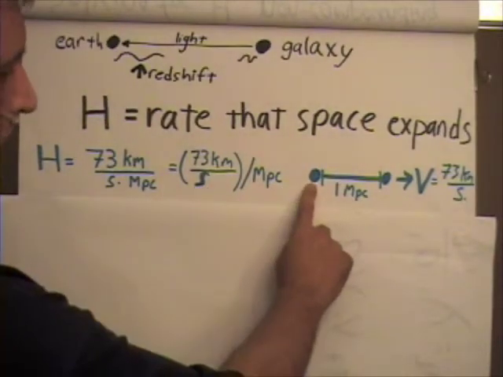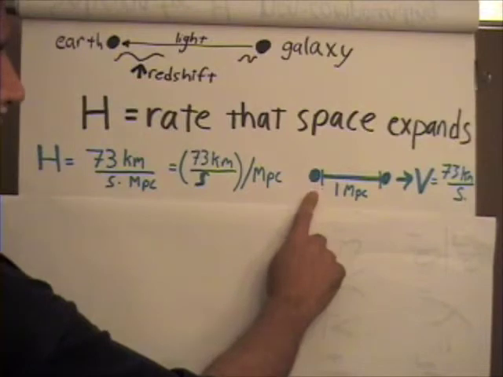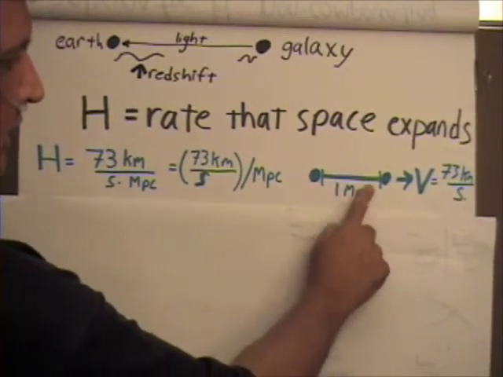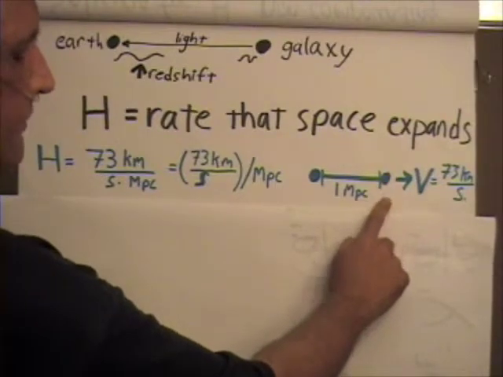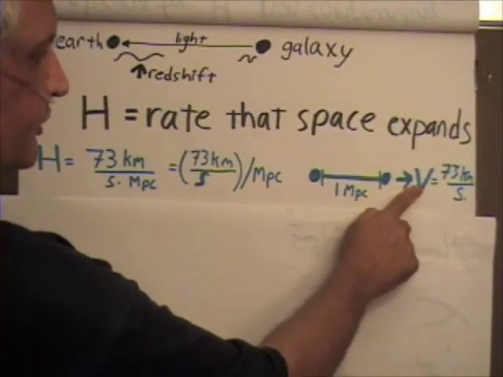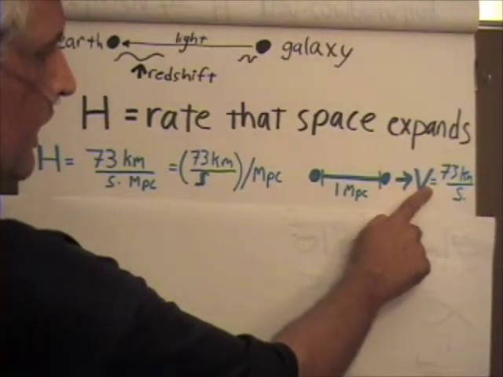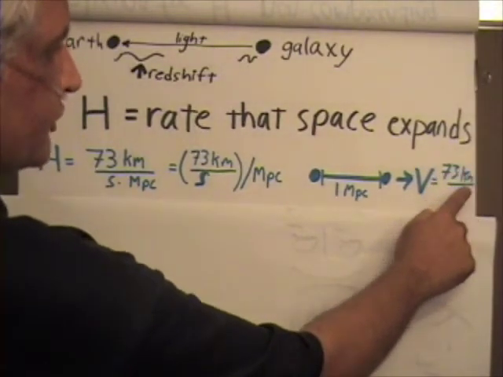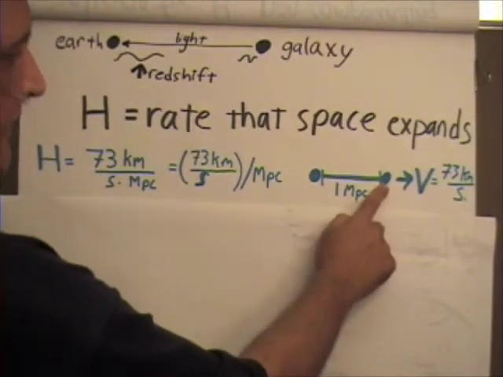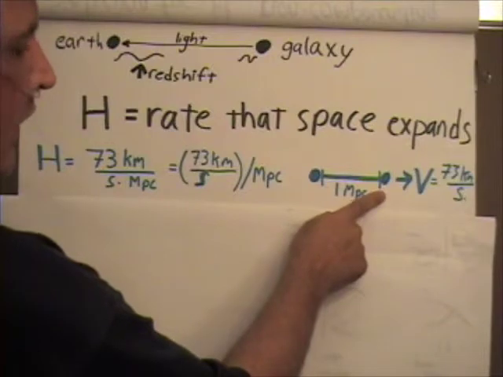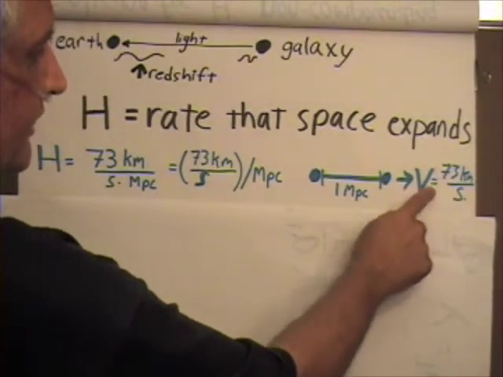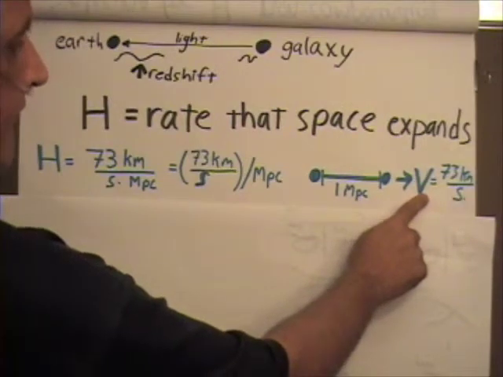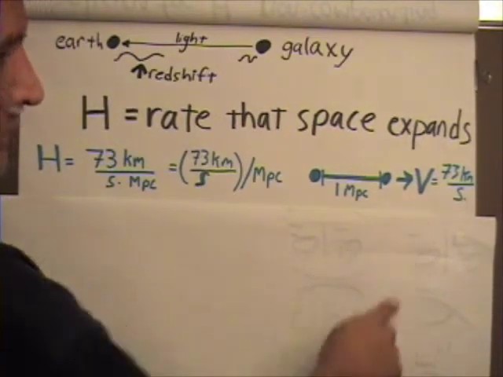Well, it means that if this is the Earth and this is some object 1 megaparsec away from the Earth, that object will have a recessional velocity of 73 kilometers per second. In other words, that object will be moving away from the Earth at the rate of 73 kilometers per second just because of the expansion of space.